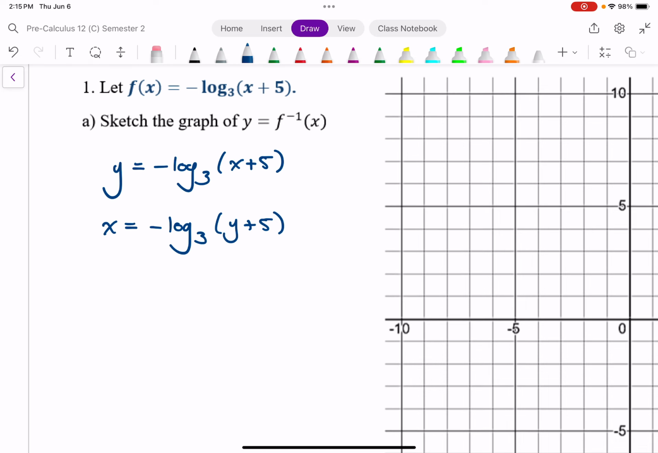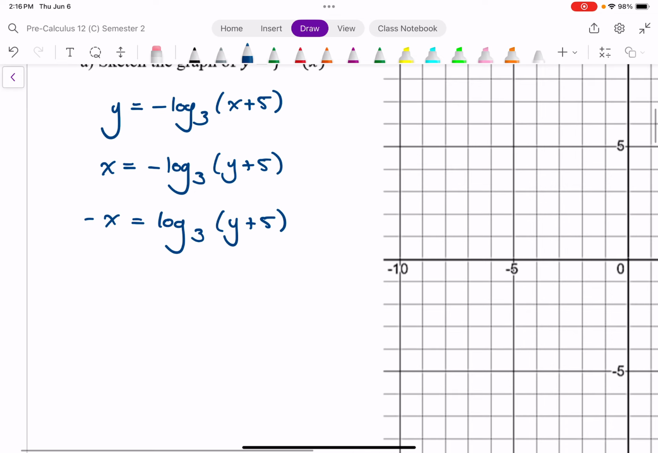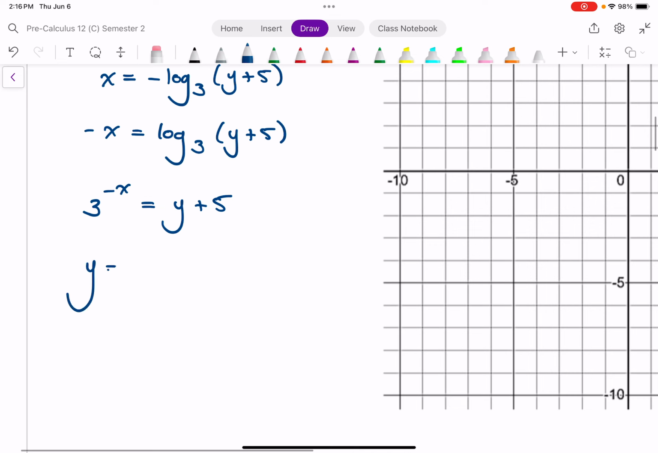First thing I would do is multiply both sides by -1, or divide both sides by -1, so I don't have that -1 coefficient in front of the log base 3. So I have negative x equals log base 3 of y plus 5. I then write this in exponential form. So I have 3 to the power of negative x equals y plus 5. Now I'm virtually done. Subtract 5 from both sides. So I have y equals 3 to the negative x, take away 5, or really that is my inverse. The inverse of f of x is 3 to the negative x minus 5.